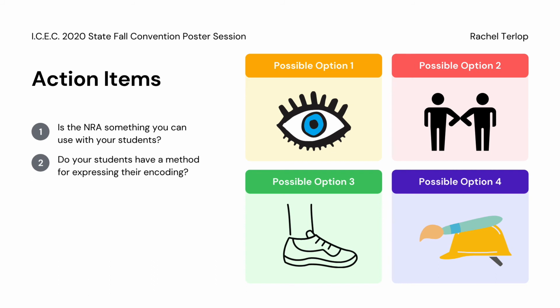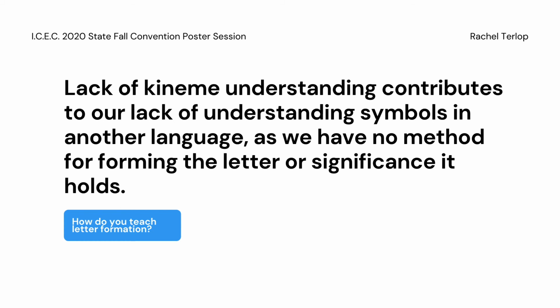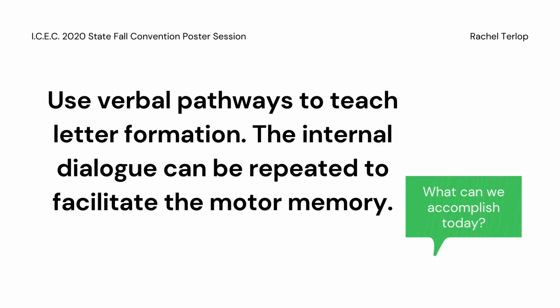So when I'm thinking about how we can make this work, can we use the NRA and then the nonverbal writing approach to let students share their thoughts? Could we use eye tracking? Could we use elbow movement? Could we use a foot? Could we put a paintbrush on a helmet? All of these are creative ways to allow students to build their understanding of kinemes, or that physical movement that is attached to the symbols in our written communication.